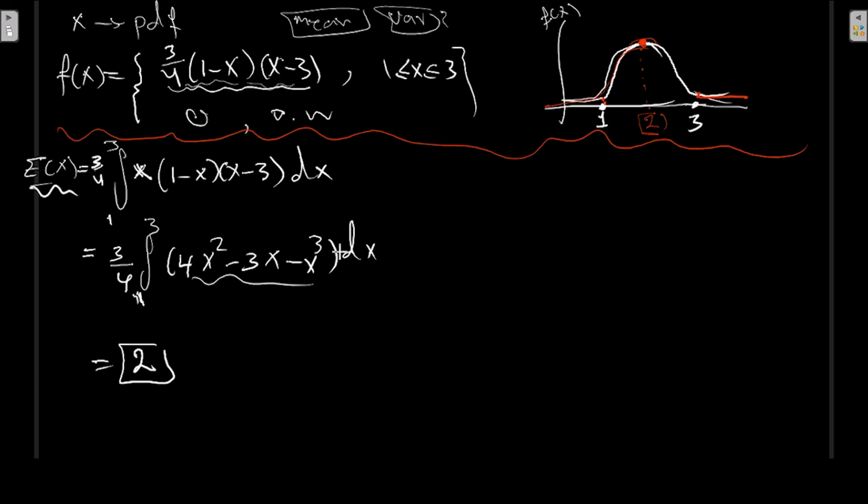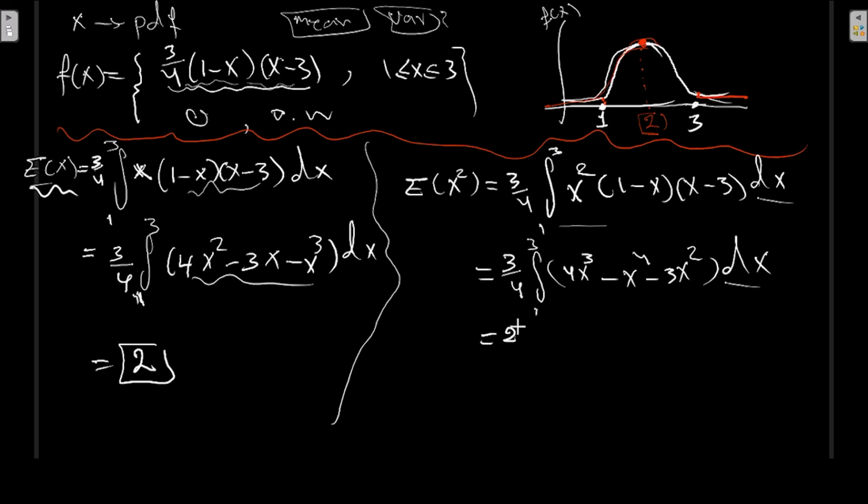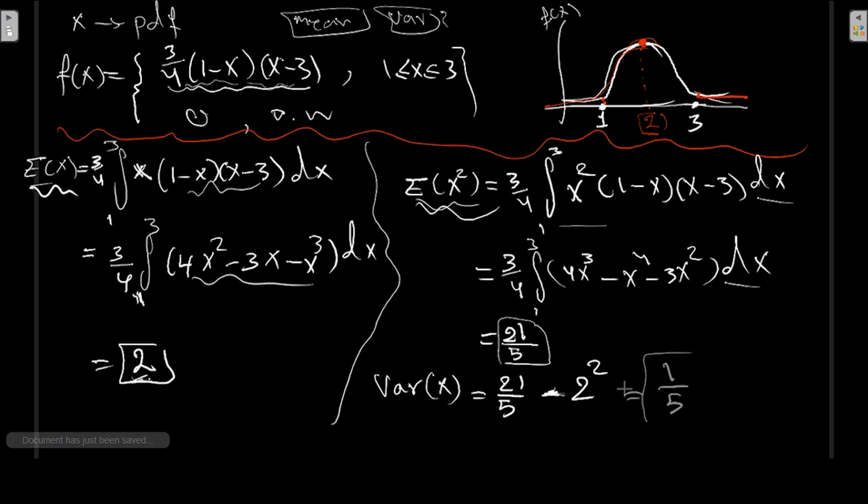What is the variance? Well, let's follow the formula. First of all, we need to find the expected value of x squared, which is 21 over 5. My variance of x is going to be equal to 21 over 5, which is the expected value of x squared, minus the expected value of x, 2, to the power of 2, which gives 1/5.